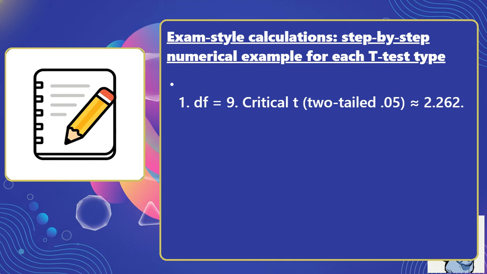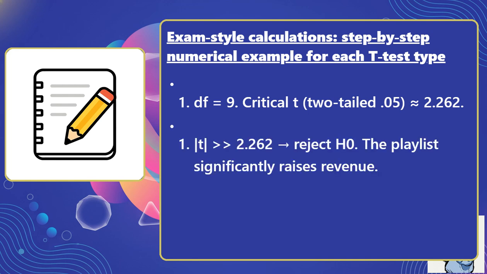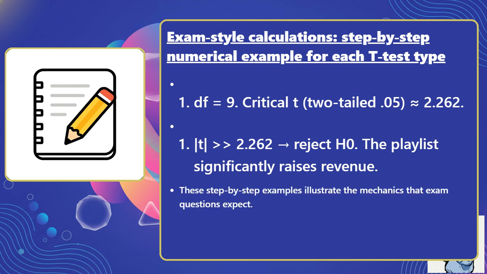Critical T for a two-tailed test at 5% is approximately 2.262. 5. Absolute T is much greater than 2.262, so we reject the null hypothesis. The playlist significantly raises revenue. These step-by-step examples illustrate the mechanics that exam questions expect.